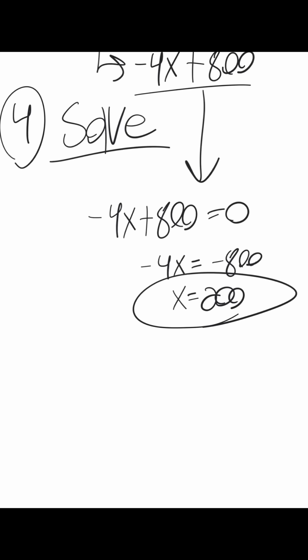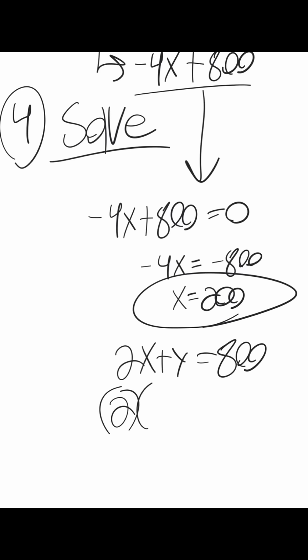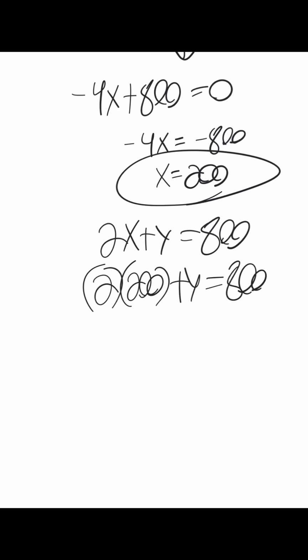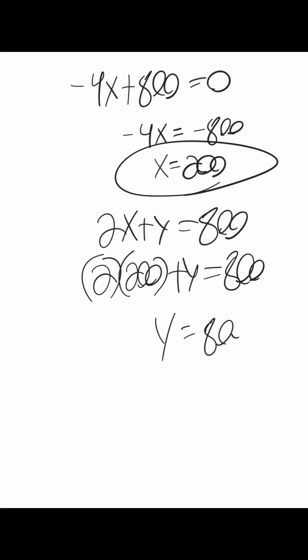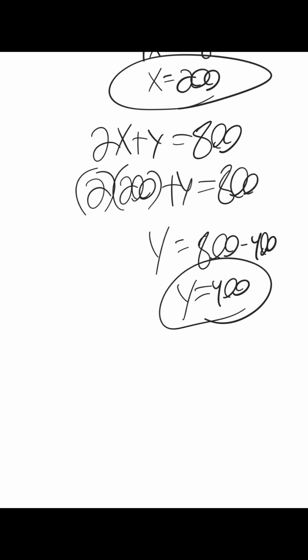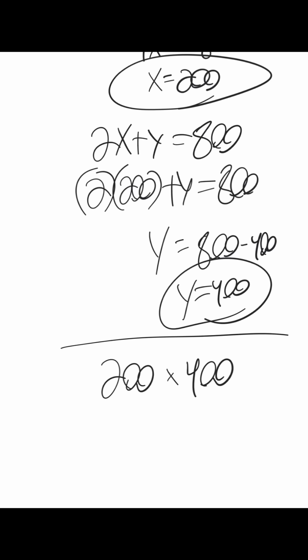And then the other one, we know from the constraint equation that 2x plus y is equal to 800, and if we substitute x, 2 times 200 plus y equals 800, or when you solve that, y equals 800 minus 400, so y equals 400. And so the final answer, 200 by 400, are those dimensions that maximize the enclosed area.